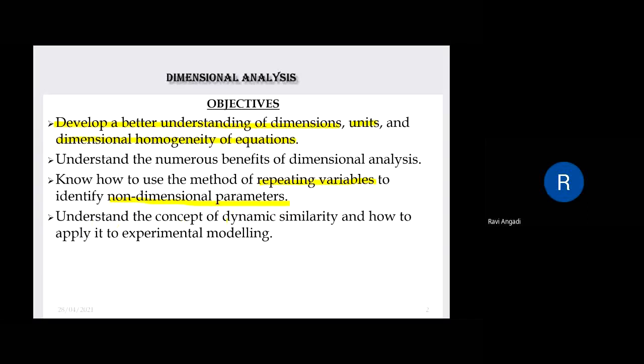Then understand the concept of dynamic similarity and how to apply it to experimental modeling. Dynamic similarity is very, very important. Dynamic means it's related to force. Similarity is the similarity between a model and a prototype. What similarities does the model have with the prototype? Because you are making a model of a dam in a laboratory, what similarity does it have with the actual structure? To study those similarity laws, you require the concept of dynamic similarity, and how it will be applied for experimental modeling. Whatever model you make in the laboratory, how it can be applied, that study you can make through dimensional analysis. These are the objectives of dimensional analysis.